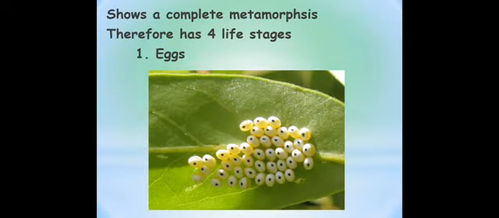Butterfly shows a complete metamorphosis. Therefore, it has four life stages. First one is the eggs. Here, these are butterfly eggs laid by the female butterfly on the undersides of plant leaves.